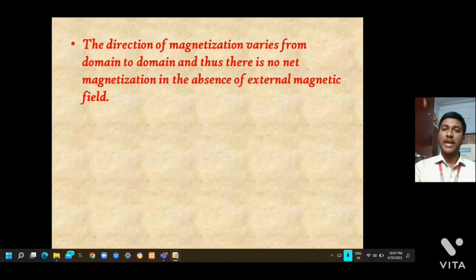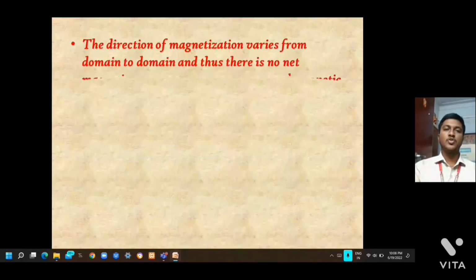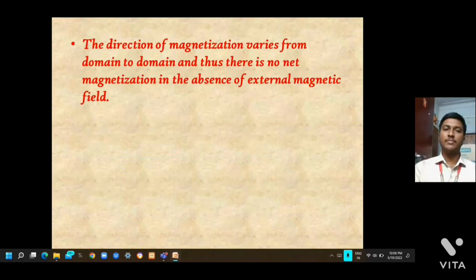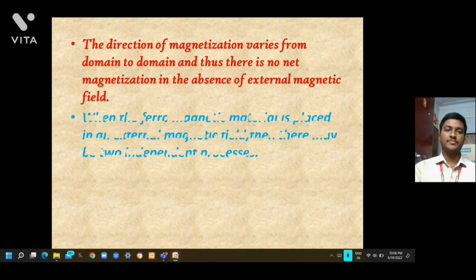Next, the direction of magnetization varies from domain to domain. As we have seen from this figure, the direction of the magnetic field is not the same in all the domains. They are different, but in a particular domain, they are all aligned in the same direction. So the direction of magnetization varies from domain to domain, and thus there is no net magnetization in the absence of an external magnetic field. If there is no external magnetic field, there is no net magnetization.